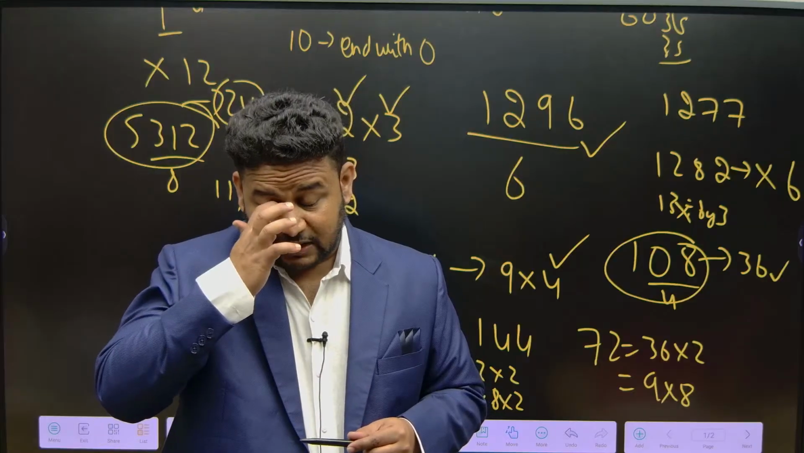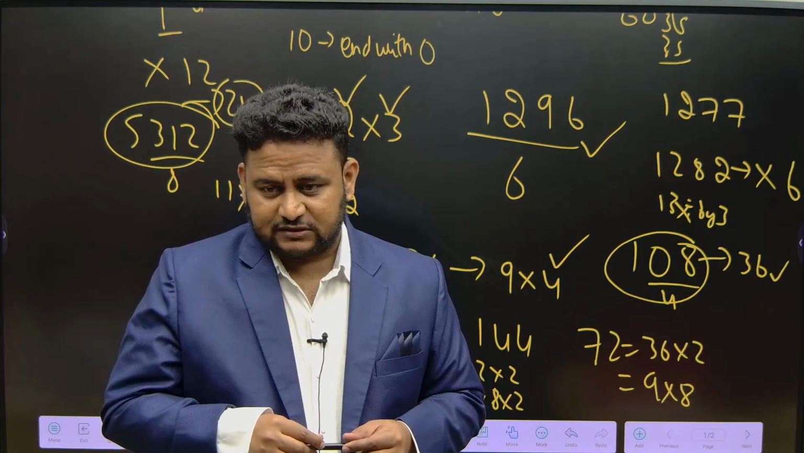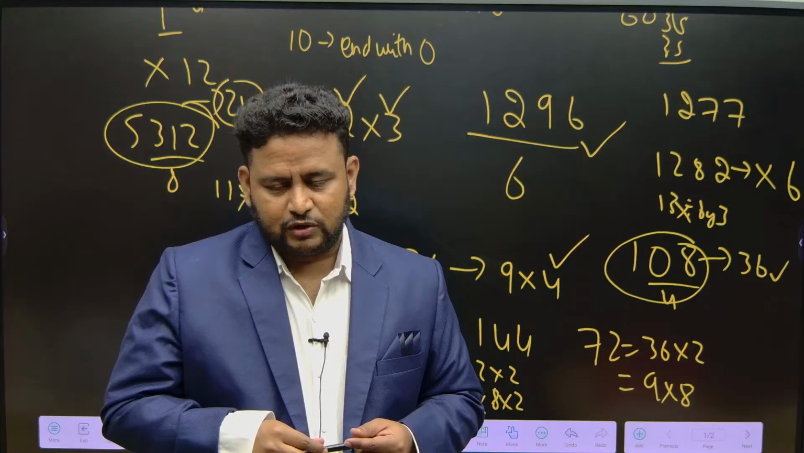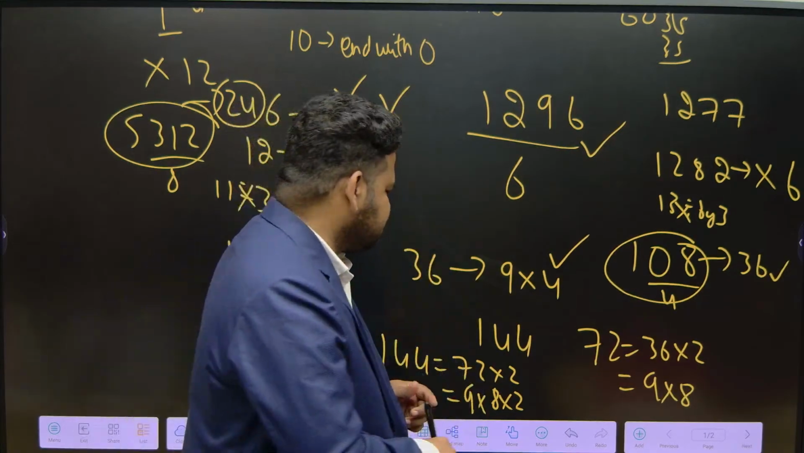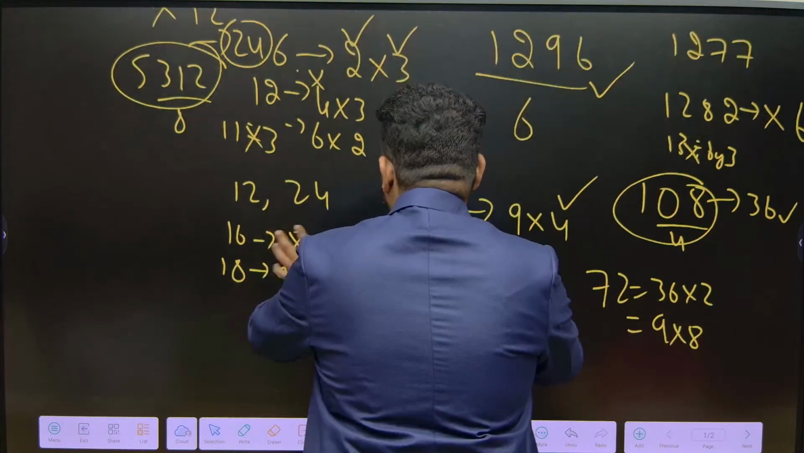Okay, and then 12. 12 is 3 and 4. 6 also, it is 2 and 3. One more thing we forgot. What is that? 11. Okay, so 11 is here. 11 is very important.